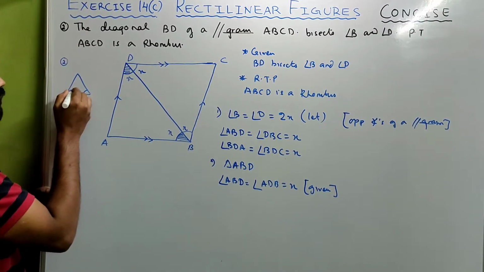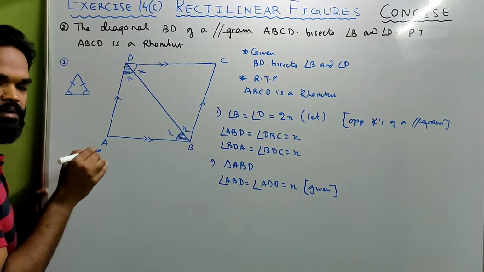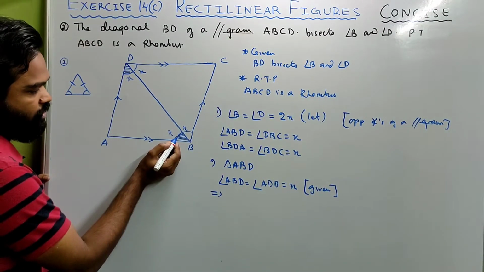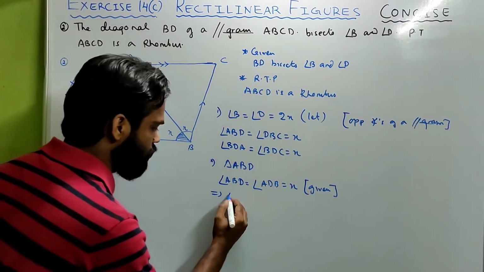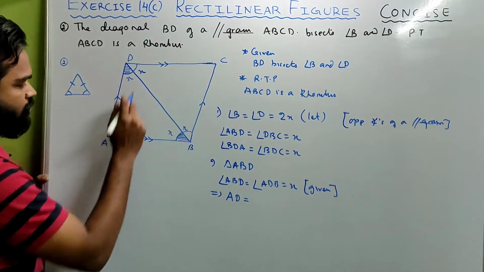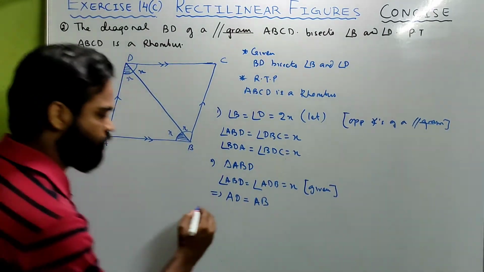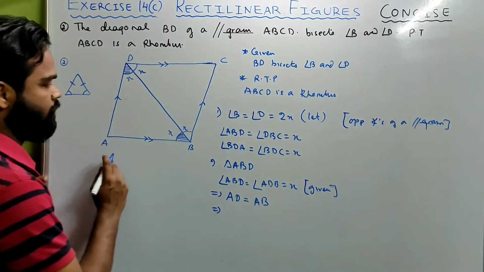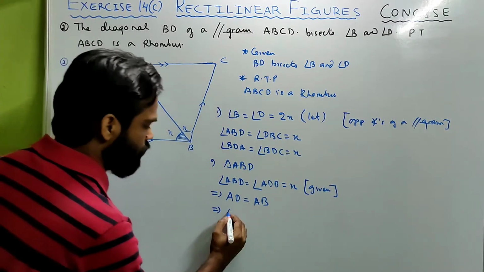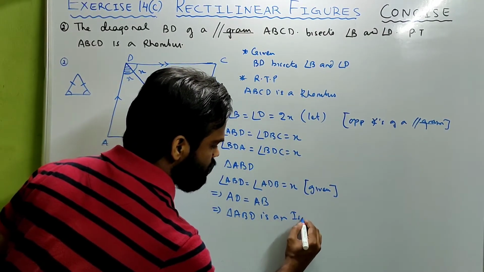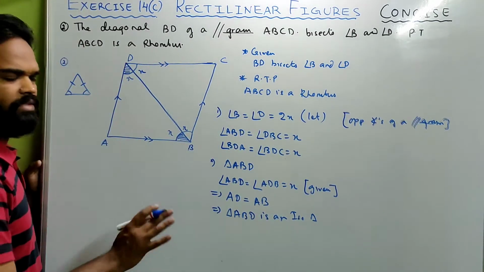If these two angles are equal, then this side and this side will be equal in length, which simply implies, see, opposite to this angle, AD, and opposite to this angle, we have AB. So AB is equal to AD, which implies triangle ABD is an isosceles triangle. Even if you don't write that, that's okay.